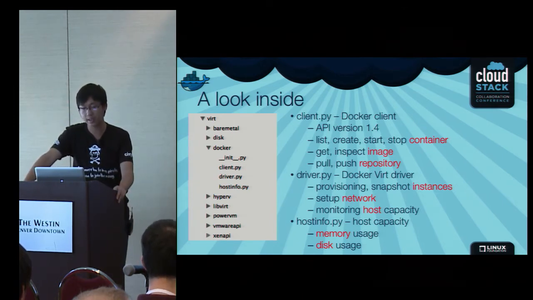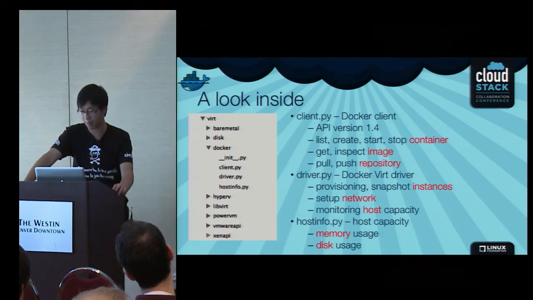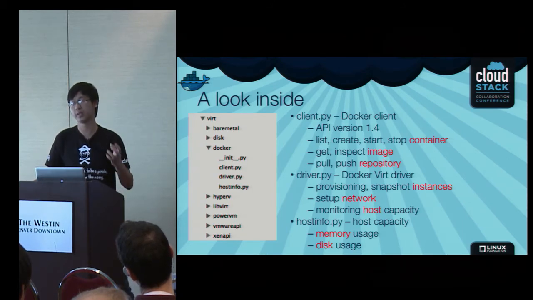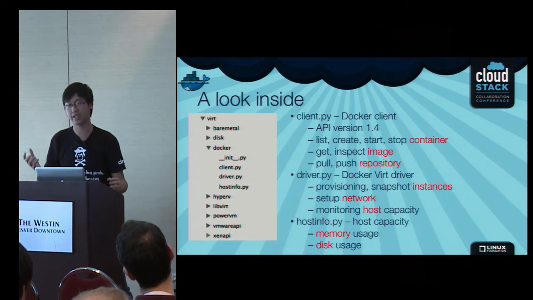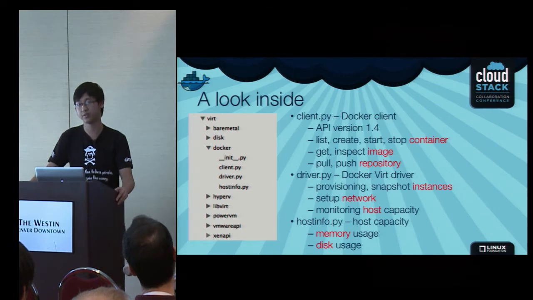Setting up the network is a very important component when you implement Docker. You have to set up the network because when you do integration, for example, OpenStack or CloudStack already has network orchestration, and Docker already has network orchestration, and when you combine them you must avoid conflicts.